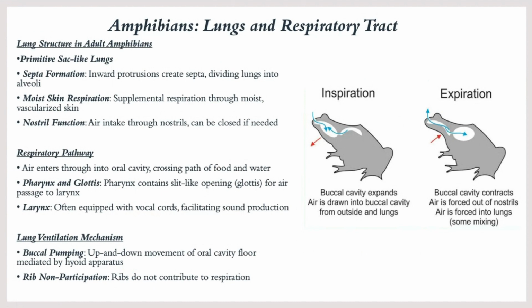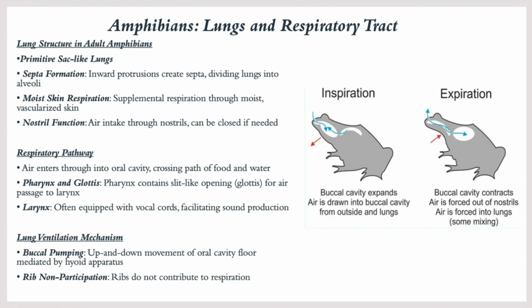And then, as we just mentioned, these amphibians are also able to take in air through their nostrils, so they can breathe in air this way too. And these nostrils can be closed, if they want them closed. So their respiratory pathway, their air, goes through the oral cavity and crosses paths with the food and water. This is different to mammals and humans. As you know, we have two separate tubes: one for breathing, which is our trachea, our windpipe, and then one for our food.